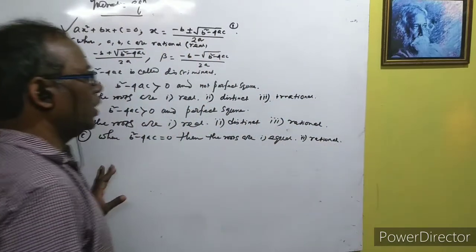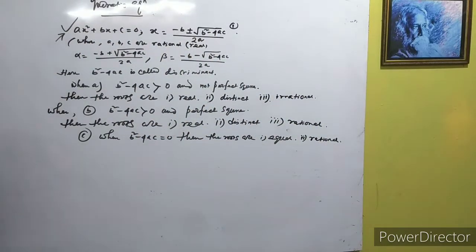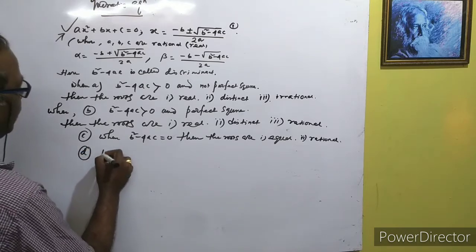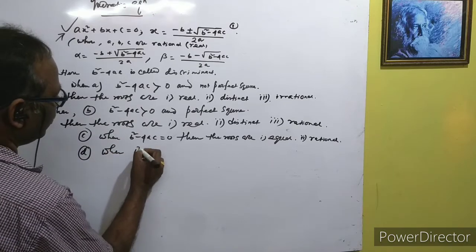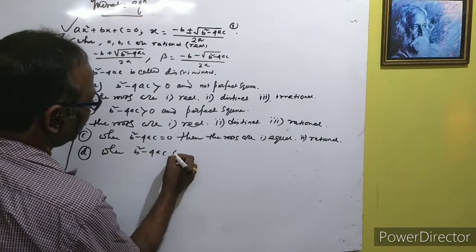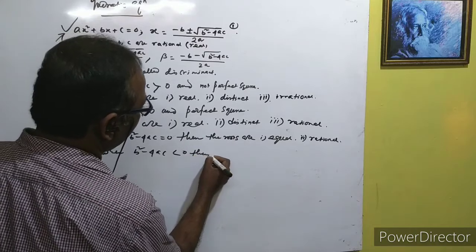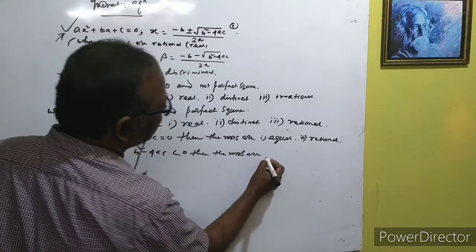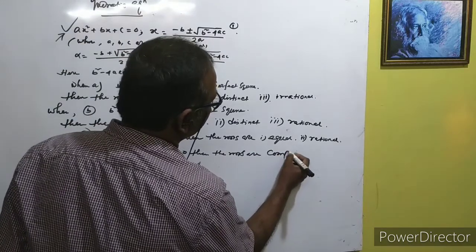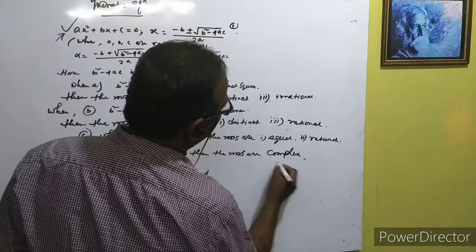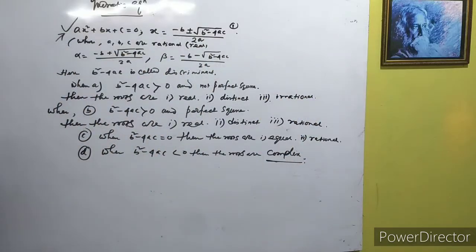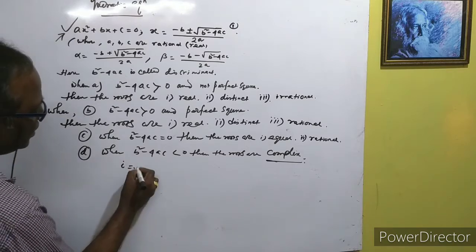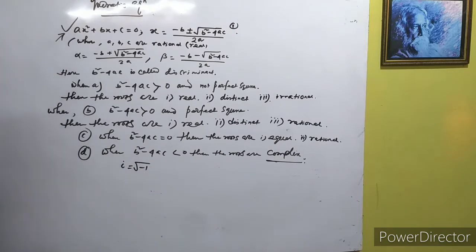Okay, equal and rational. Now, for C and D: when b square minus 4ac is less than 0, then the roots are complex. This is called complex. Do you know the concept of complex? That is called i, and this value is known as root over minus 1.